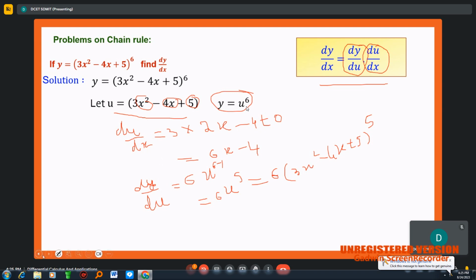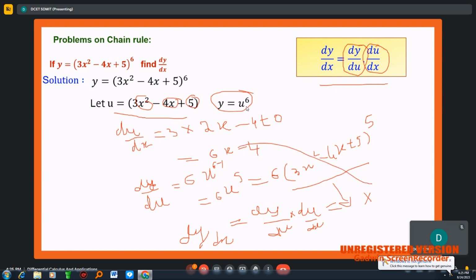Now we have to find dy/dx here. What is dy/dx? By using the chain rule, dy/dx is dy/du into du/dx. dy/du is equal to this term, into du/dx, which is this one. That is the required dy/dx.